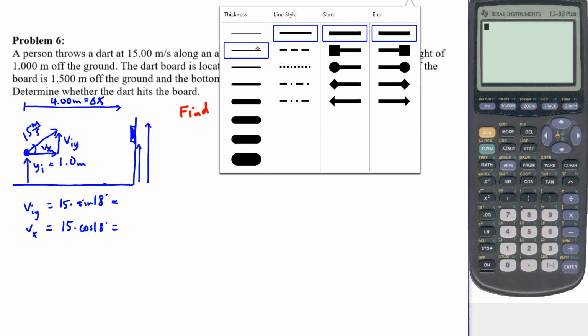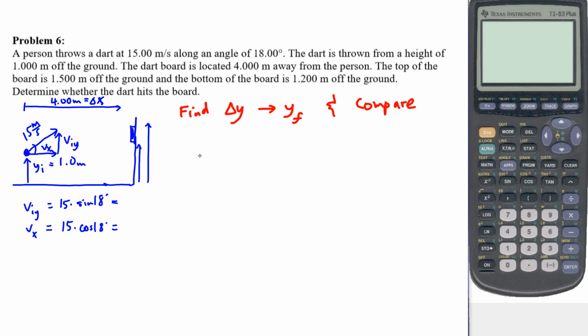Okay. So how do I find delta y? Well, you can look at what we've been given. You can probably deduce that we're going to need the x-axis first. We know Vx, it's this. We know delta x, it's 4 meters. So we can solve for time.